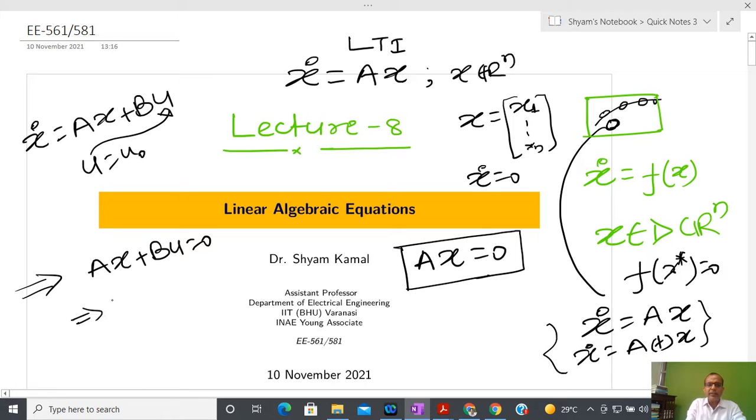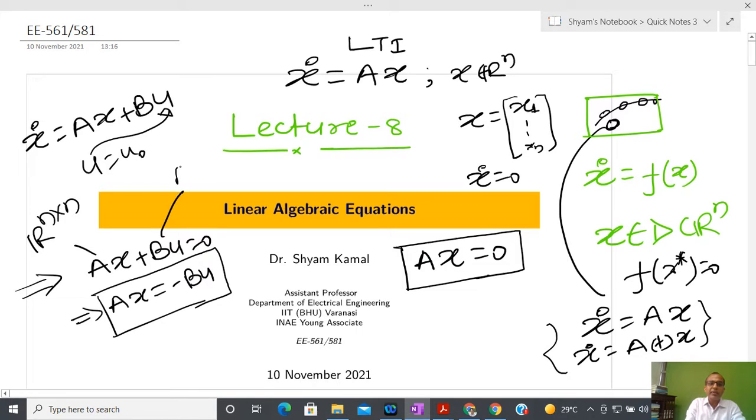And I hope that all of you are already aware that a solution of this equation is not always possible. There must exist some specification about A, then only can I solve this equation, because this is a real matrix of dimension n cross n, and you can assume this is n cross m, and this is m cross 1. So if A has a certain kind of specification, then only can I solve this equation.